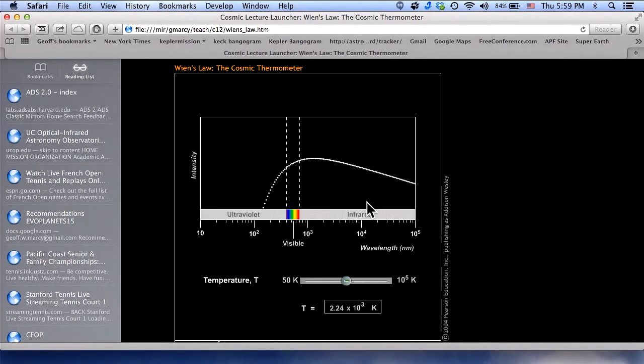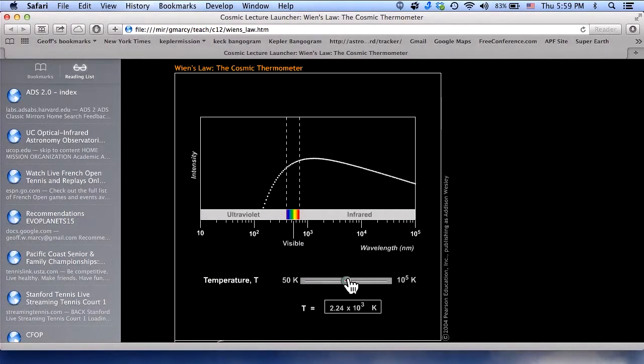Where's the peak amount of energy? Well, a wavelength of about 1,000 nanometers. That's the wavelength of light at which most of the energy is thermally emitted for this particular example. Now, what I can do is show you what happens when I change the temperature. And the temperature is shown right here. It's 2.24 times 10 to the 3.